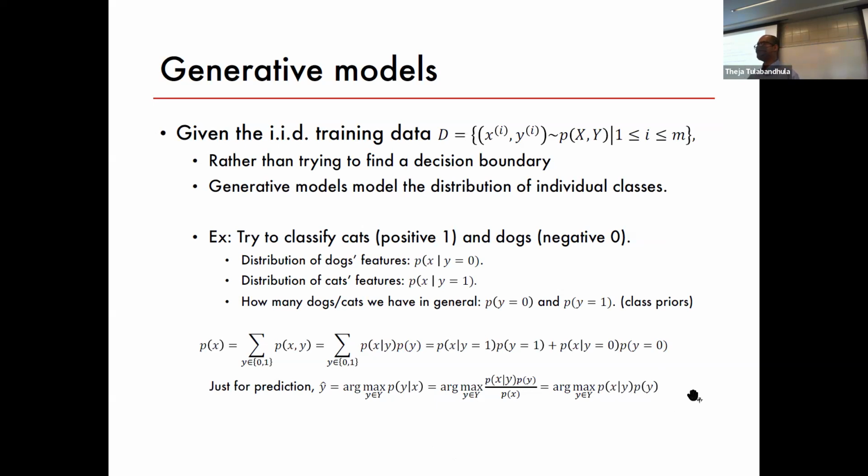When I keep saying we are modeling the joint distribution of x and y, what I want to say, and let me summarize it here, is that we are modeling the conditional probability of the features given the class. Because if I know the conditional probability of features given class and the marginal probabilities of class, that is the joint distribution between x and y. So whenever I say joint distribution of x and y, I am really focusing on this conditional probability of the features given class, and of course the marginal probability.